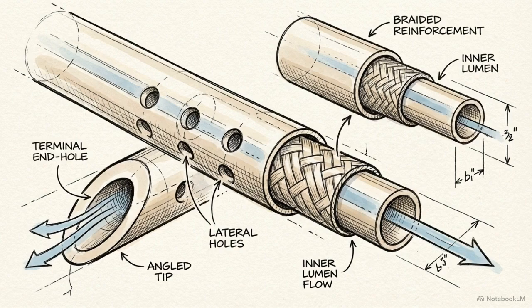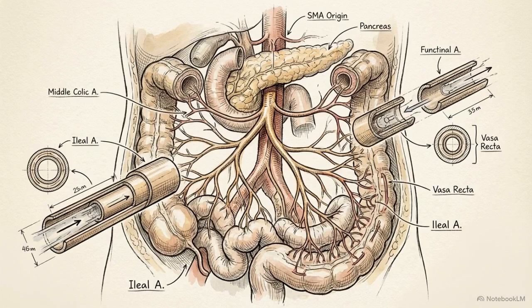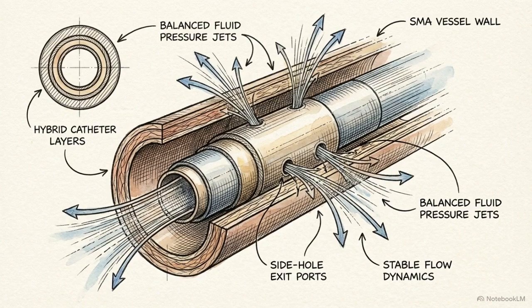manufacturers created a hybrid, the side plus end hole selective catheter. This hybrid allows physicians to safely use rapid pump injections in branch vessels like the superior mesenteric artery, or SMA. The side holes diffuse the pressure, keeping the catheter perfectly stable during the run.